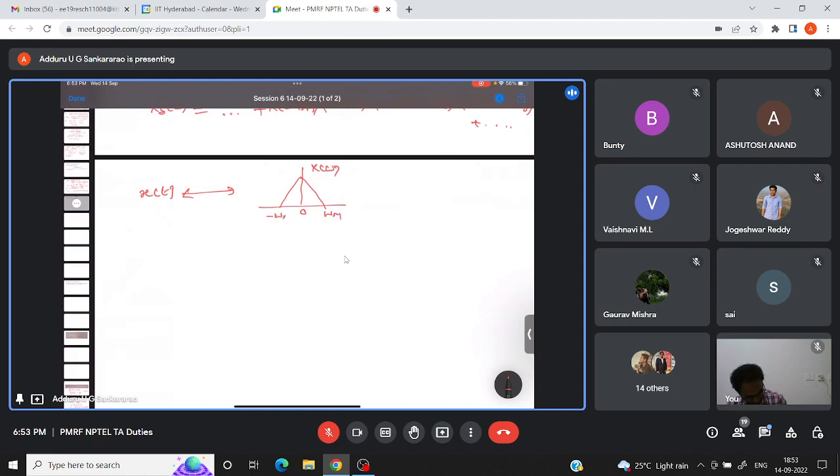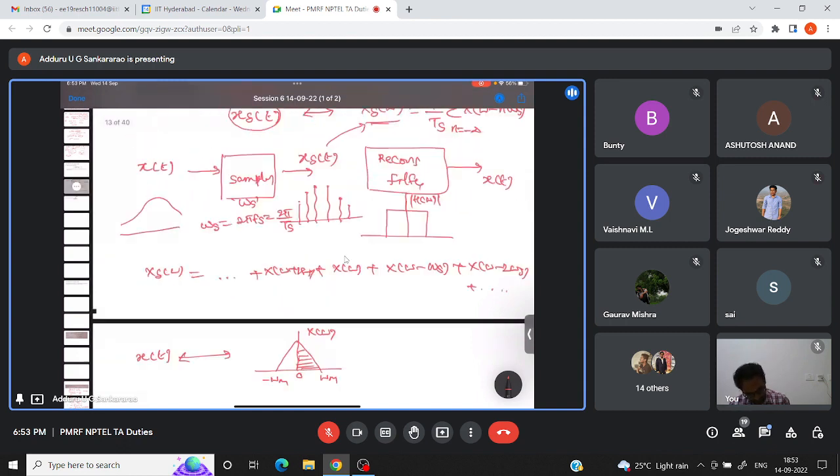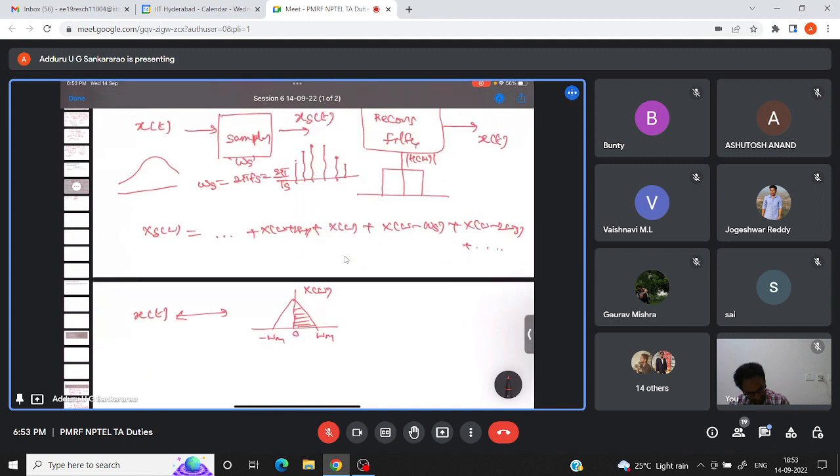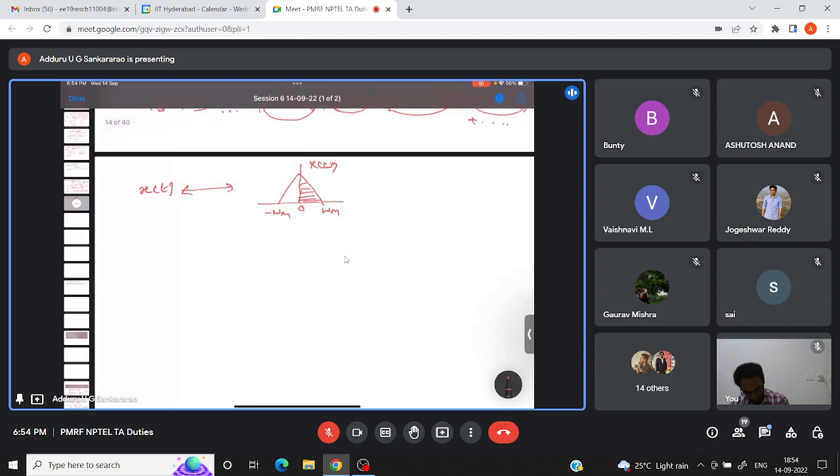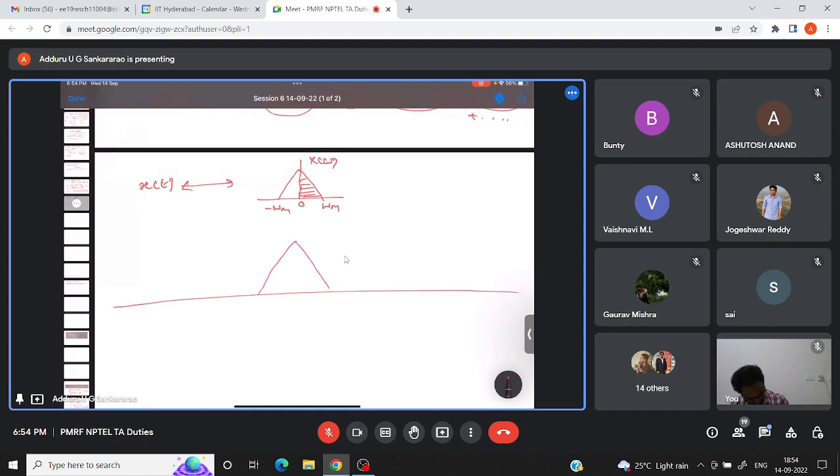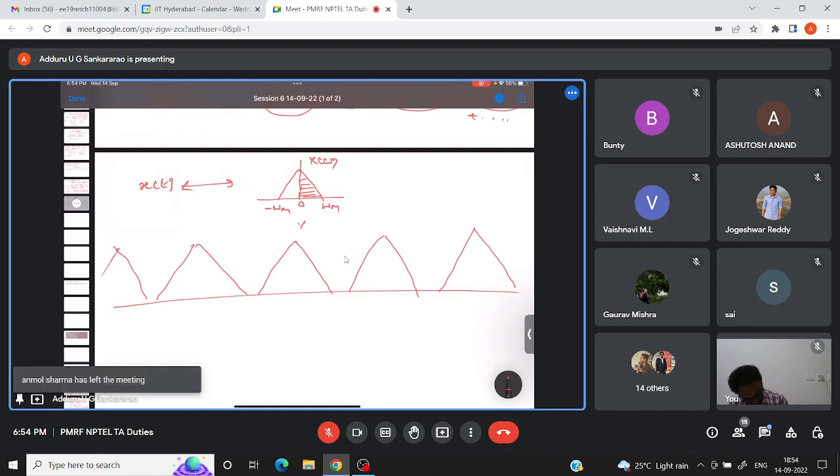Let us say its frequency response is something like this. Its Fourier transform is band limited, that means it has frequencies from 0 to omega m, where the maximum frequency is omega m. Now the Fourier transform of the sampled version of the signal is X of omega plus shifted versions, right shift and left shift, like this. If I take the Fourier transform of the sampled signal, we will get something like this. So this is X of omega.